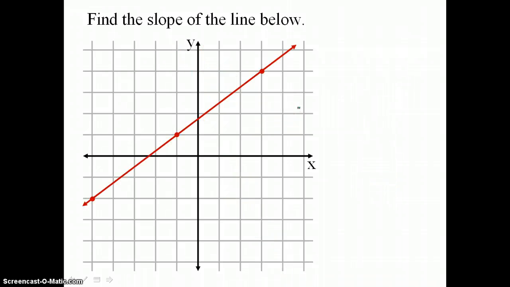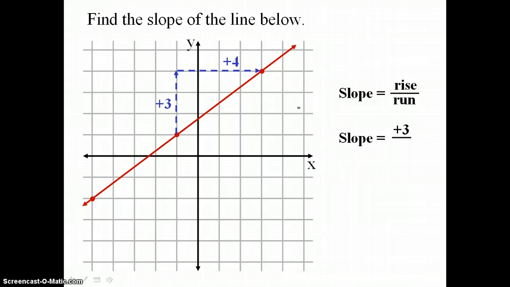Here we have this slope. Take a moment to try that. Pause the video. Rising up, 3. Then going to the right, positively, 4. So we've got a nice positive slope of 3/4.